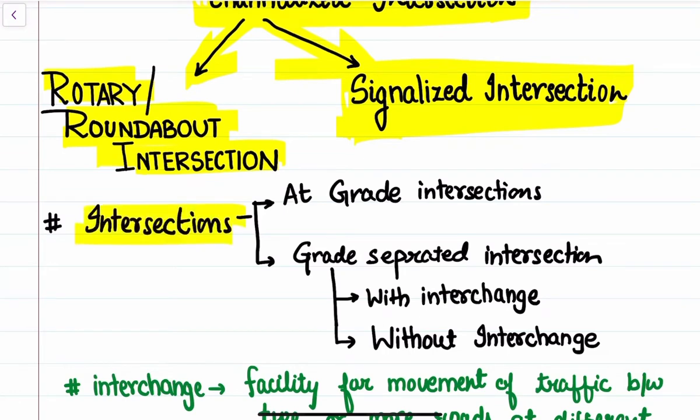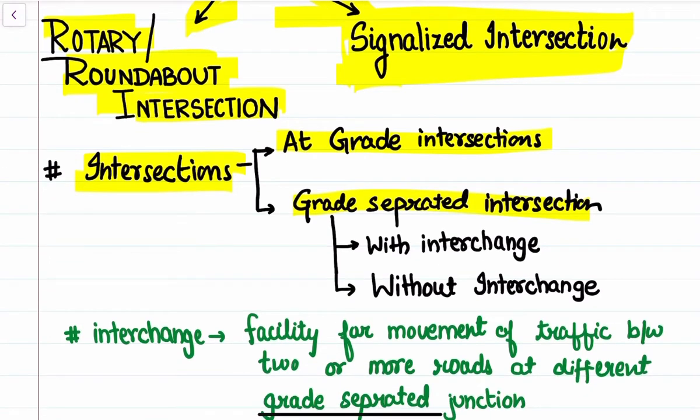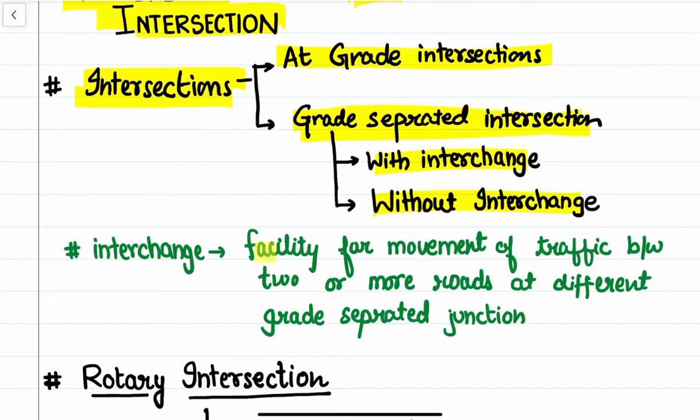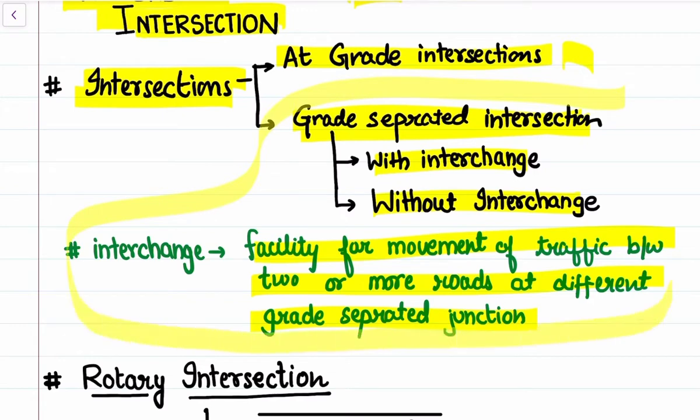The intersections are divided into two categories: at-grade intersections and grade separated intersections, where grade separated are again bifurcated into two, that is, grade separated intersection with interchange and without interchange, where interchange is a facility for movement of traffic flow between two or more roads at different grade separated junctions. We are going to discuss grade separated intersections in detail in an upcoming video lecture, so we won't touch this topic. Just for your information, I have put it here.